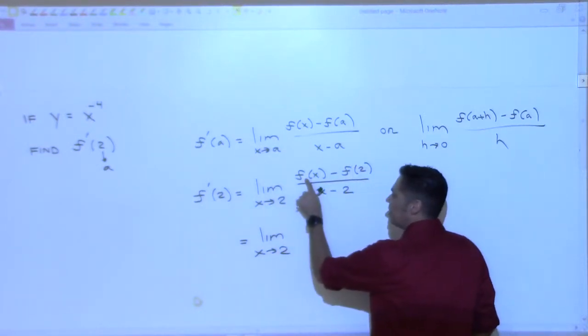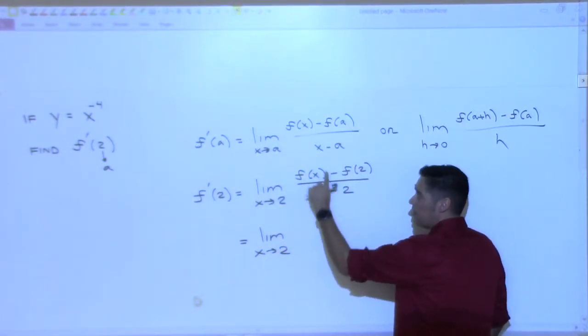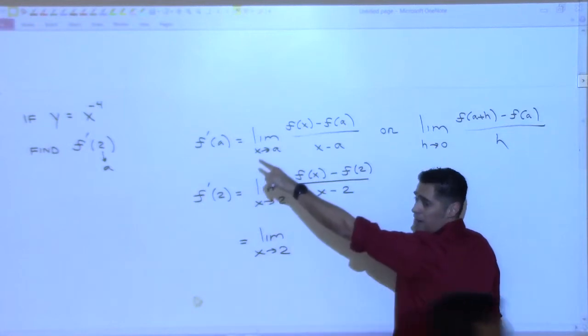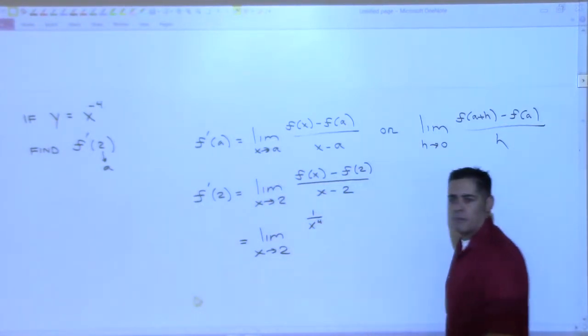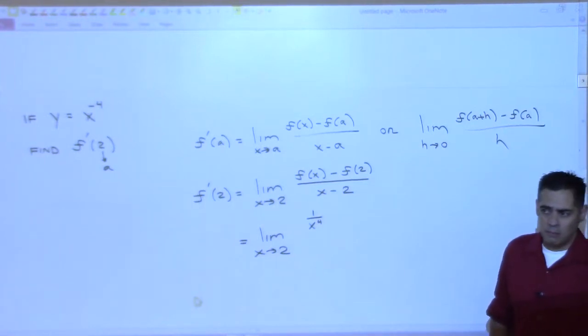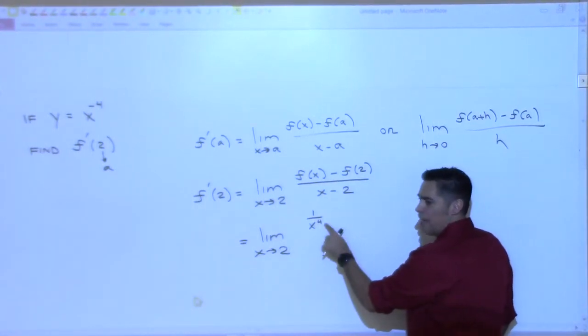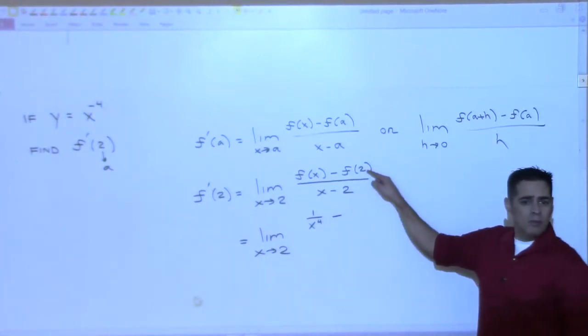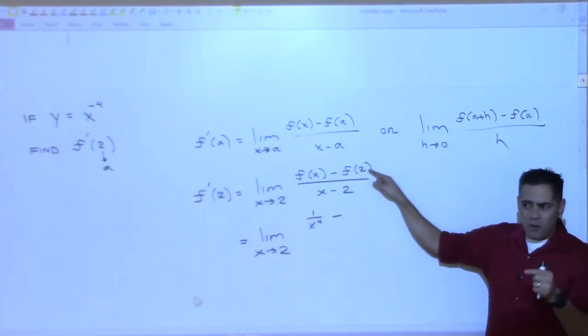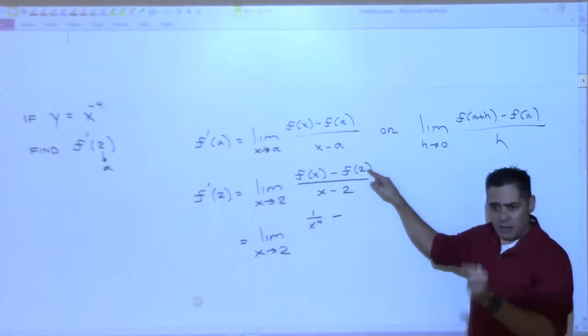Do we know what f of x is? Do we know the function? It's that, right? Okay, do you all agree that that's 1 over x to the 4th? That's x to the negative 4. So that's x to the negative 4, and then minus what? F of 2. That means that's what I get when I plug 2 into the function, right?